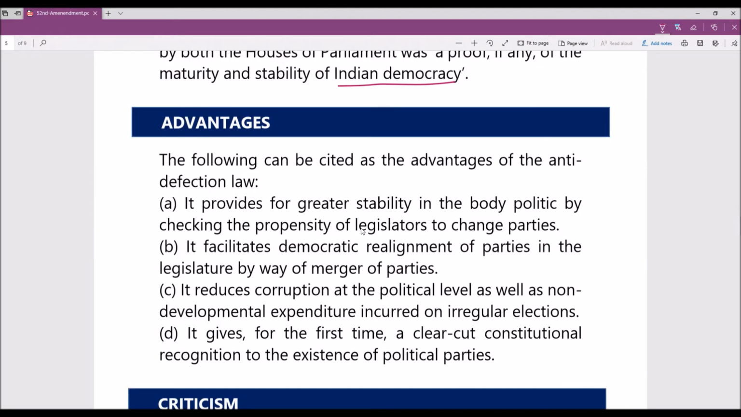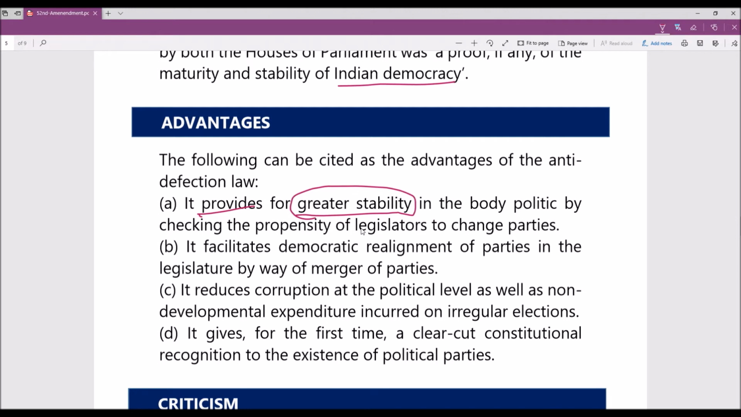What are the advantages of this anti-defection law? It provides greater stability. How does it provide stability? Members of one party cannot go to another party. Say a party A MLA cannot resign from the party and join party B, because if he resigns from a party, he becomes disqualified. So again he needs to fight the election.